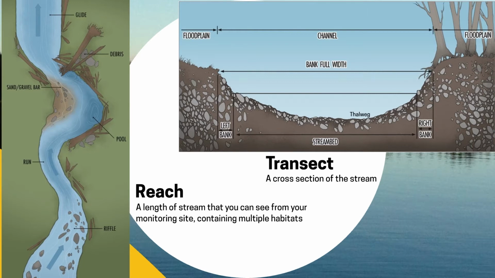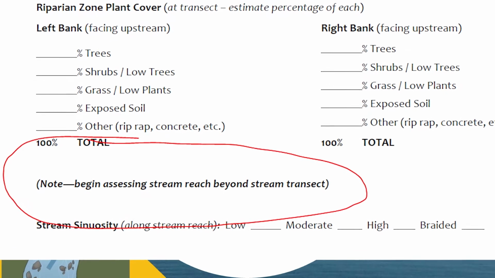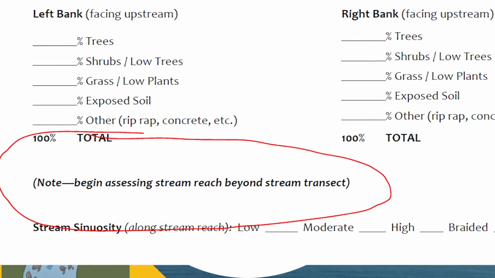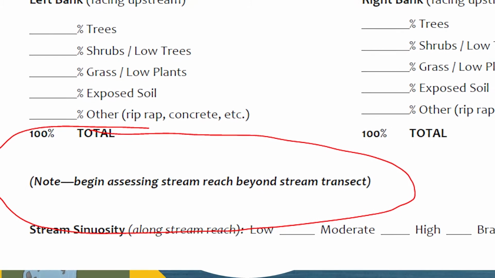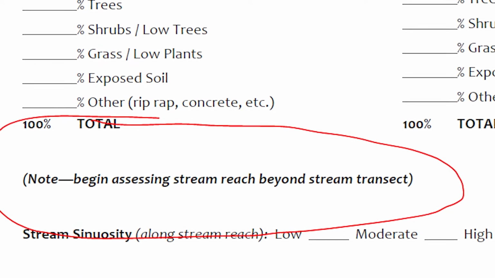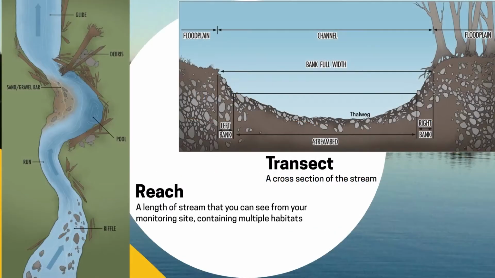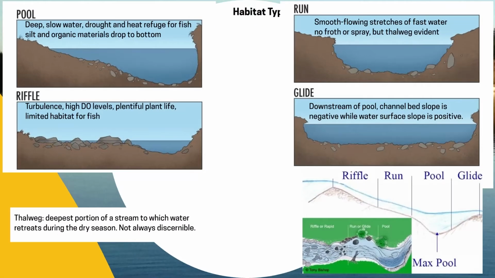You will begin each of the three assessments by looking specifically at your stream's transect. At some point in each assessment form, there is a note that prompts you to broaden your focus to include the entire reach. In the habitat assessment, that switch happens after you describe the riparian zone and before you look at stream sinuosity. There are 4 major habitat types in a stream: riffle, run, pool, and glide.